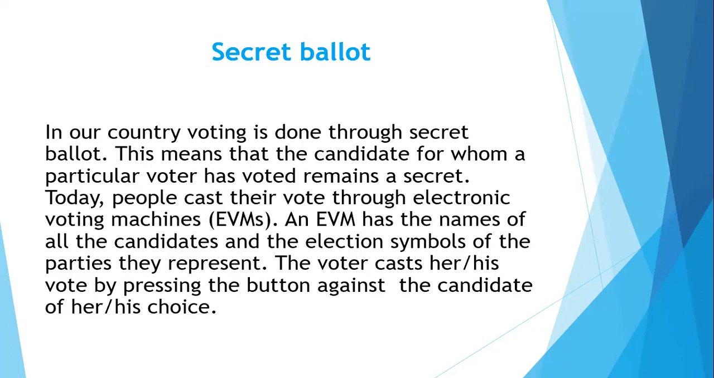Secret ballot. In our country, voting is done through secret ballot. This means that the candidate for whom a particular voter has voted remains a secret. Today, people cast their vote through electronic voting machines, EVMs. An EVM has the names of all candidates and the election symbols of the parties they represent. The voter casts her or his vote by pressing the button against the candidate of her choice.